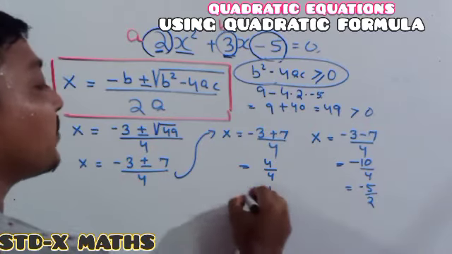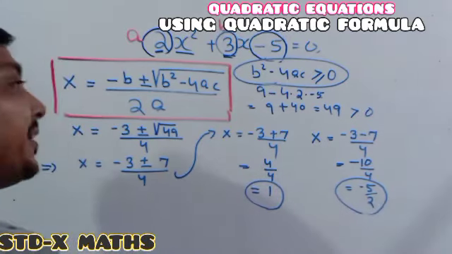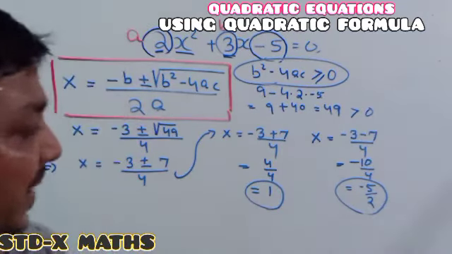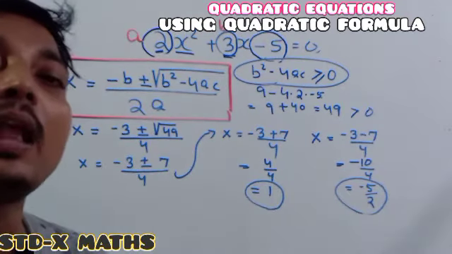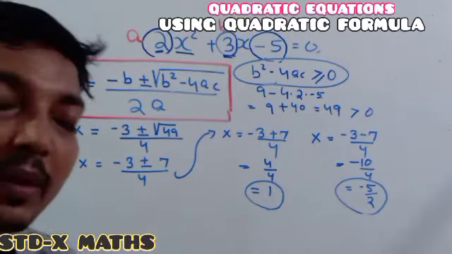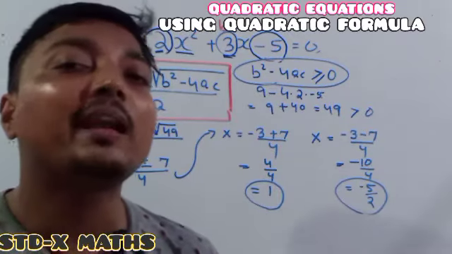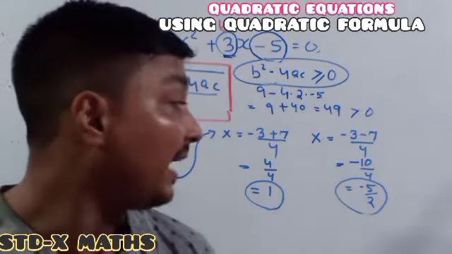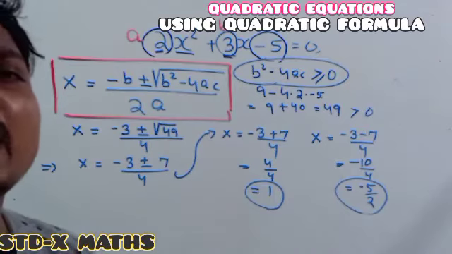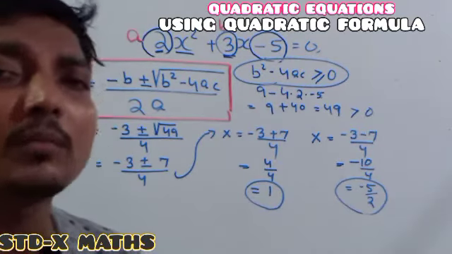By using the first formula we got the two roots, 1 and minus 5 by 2. In the second formula also we got the same, and in the third formula also we got 1 and minus 5 by 2. So whether it is the first formula, the second formula, or the last formula, everywhere you got the same solution. And you have to remember one thing: this is the easiest formula. By putting in the formula directly you can find the roots of the equation.